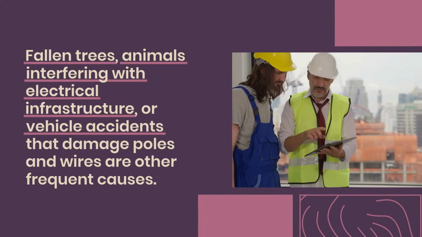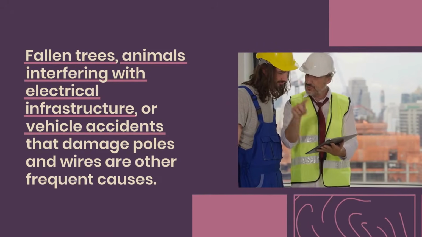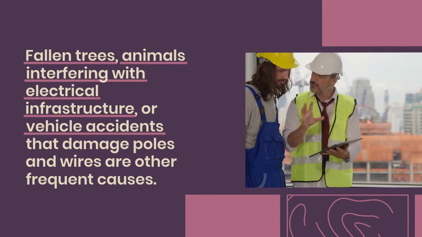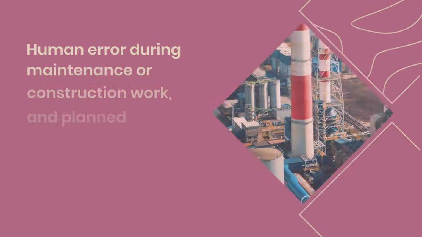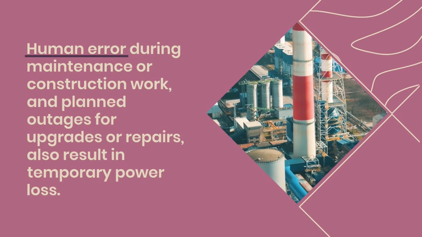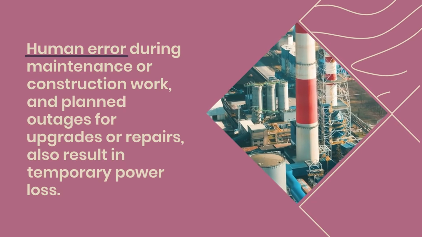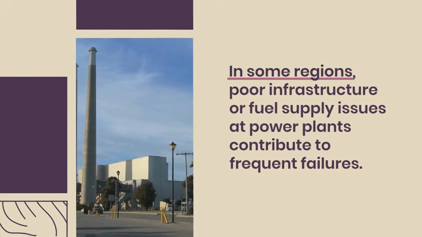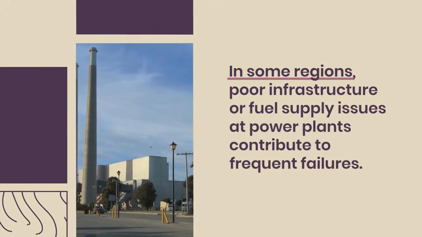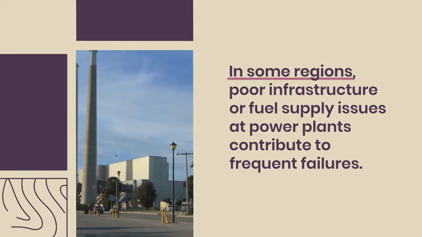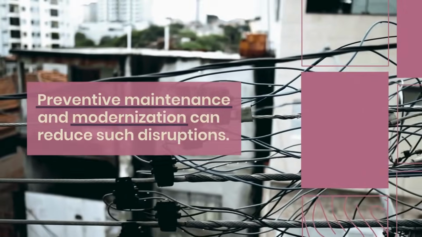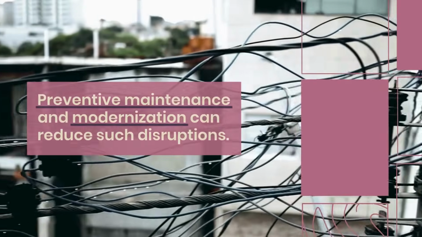Fallen trees, animals interfering with electrical infrastructure, or vehicle accidents that damage poles and wires are other frequent causes. Human error during maintenance or construction work, and planned outages for upgrades or repairs, also result in temporary power loss. In some regions, poor infrastructure or fuel supply issues at power plants contribute to frequent failures. Preventive maintenance and modernization can reduce such disruptions.